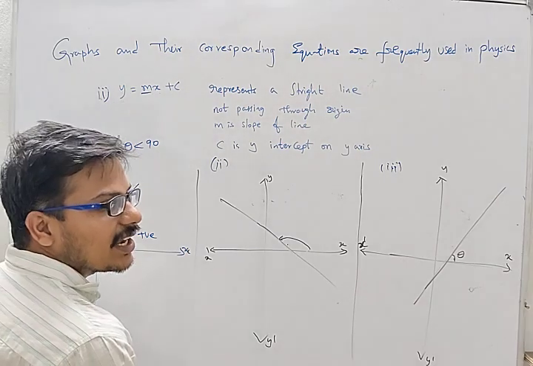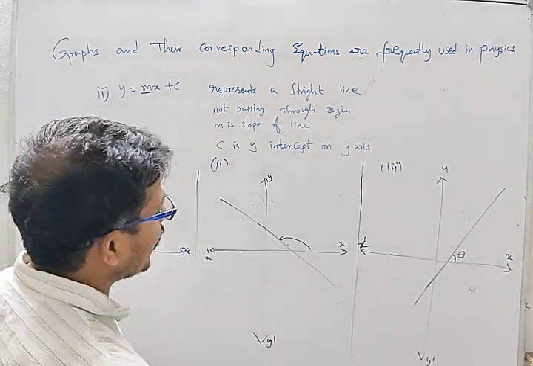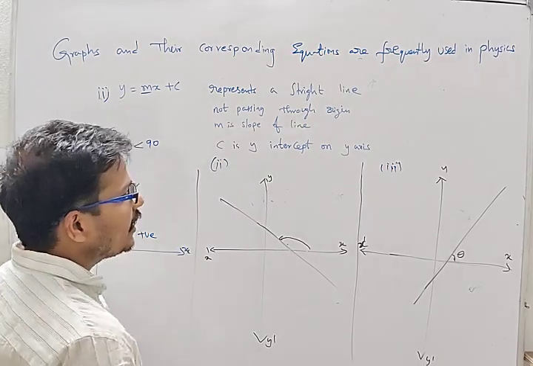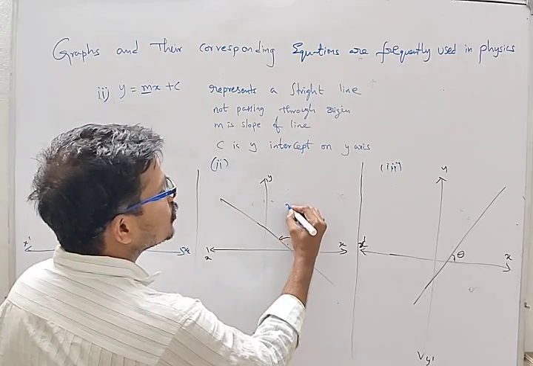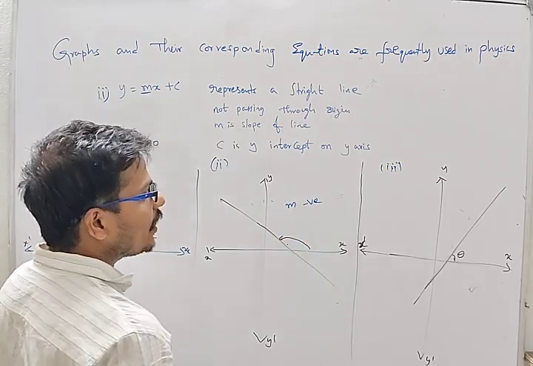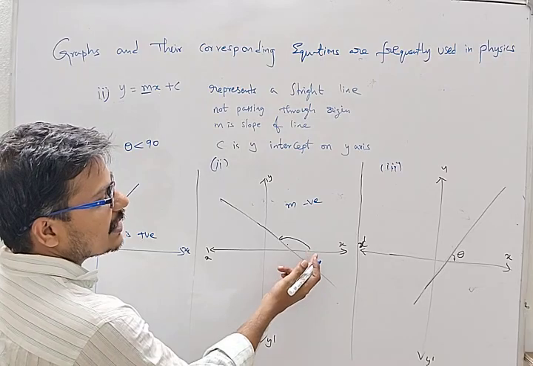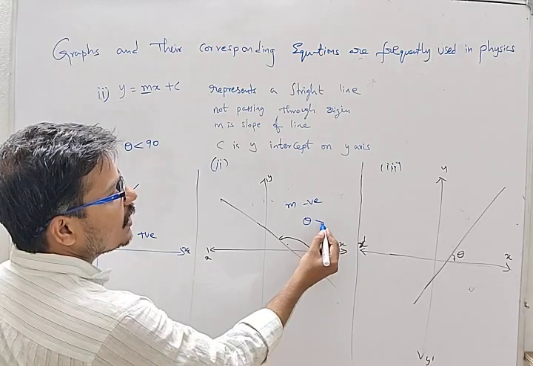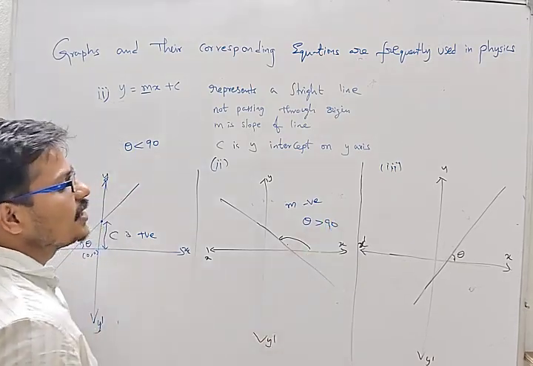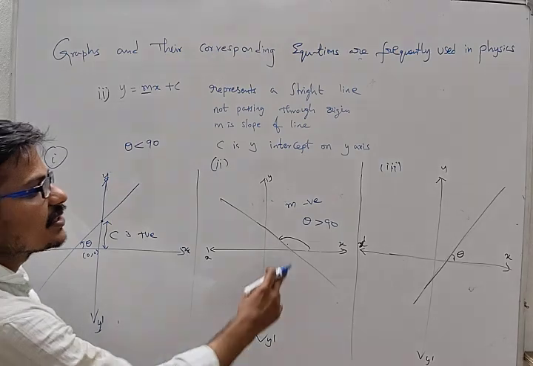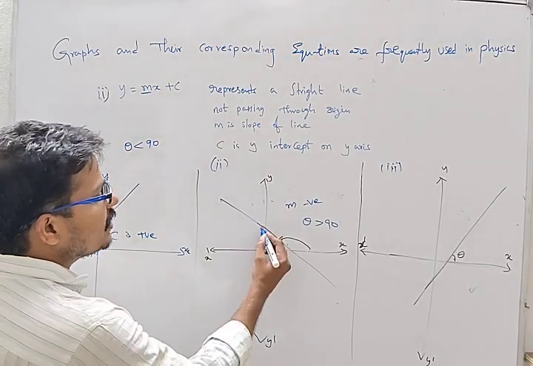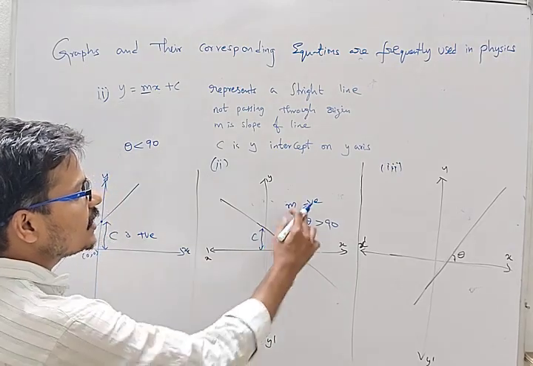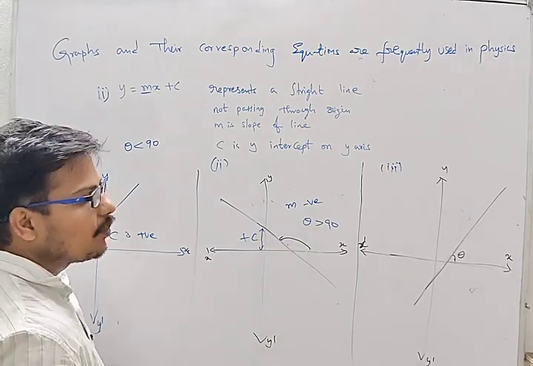See here our second graph. This is also y equals mx plus c only, but here slope is negative. Why? Because the angle with the x-axis is greater than 90. Theta is greater than 90. In this case, slope is negative and y-intercept is positive. Slope is negative, but y-intercept is positive.